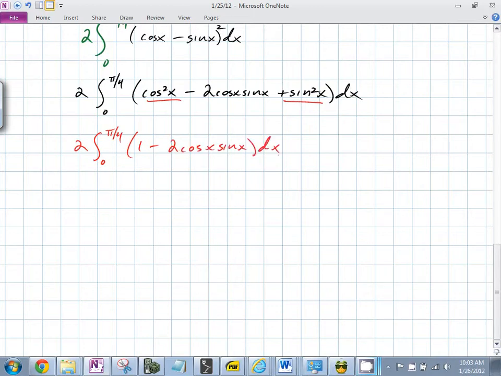How many integrals do I break that into? Well, that's 2 times the integral from 0 to pi over 4 of 1 dx minus 4 times the integral from 0 to pi over 4 of cosine x sine x dx. Why is it 4 all of a sudden? Because you pulled out that 2. Exactly, I pulled out that 2.